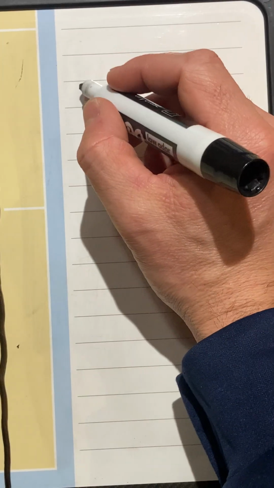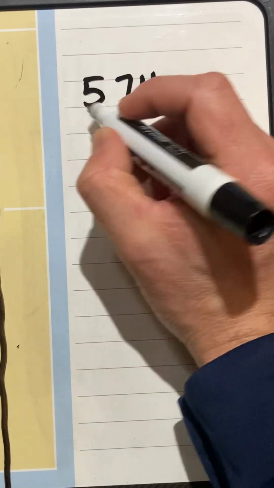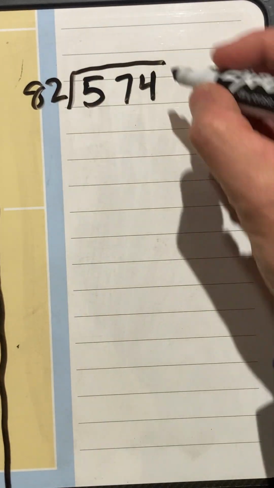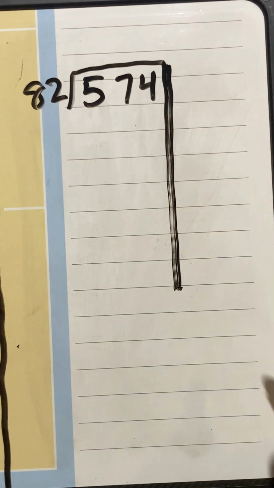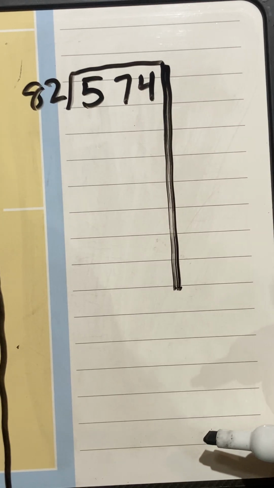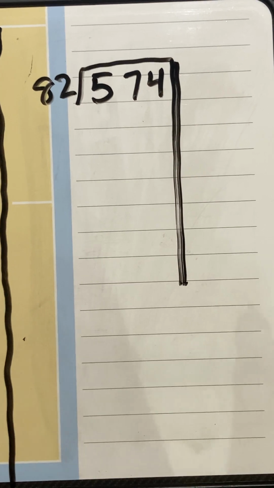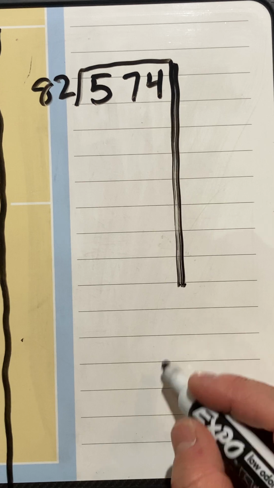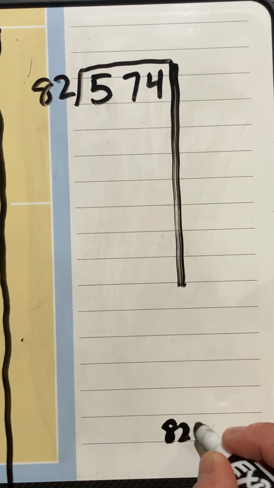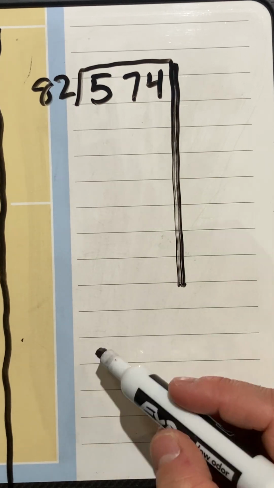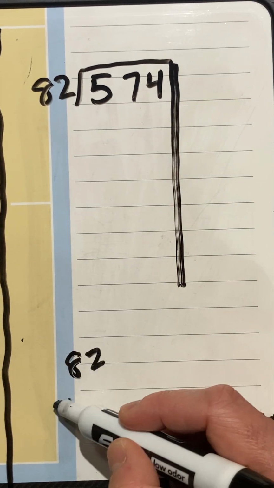Okay, our third problem is going to be 574 divided by 82. And again, you don't have to do the times 2, times 5, times 10. Just there if that would be helpful for you. So 82 times 2 is 164. Let's try 82 times 5.